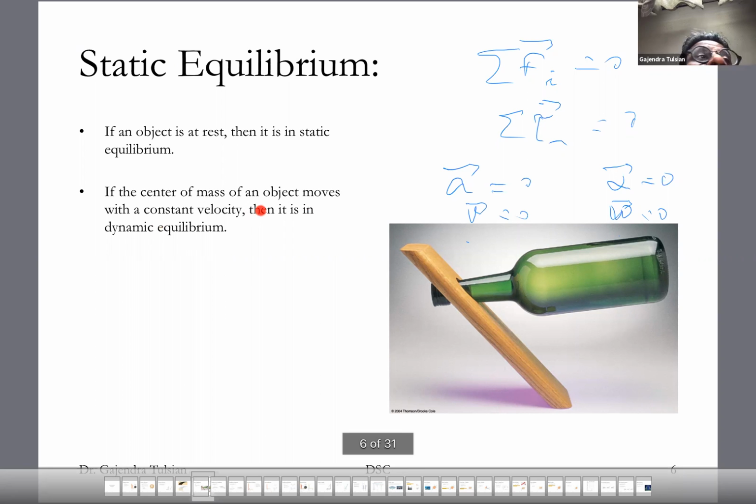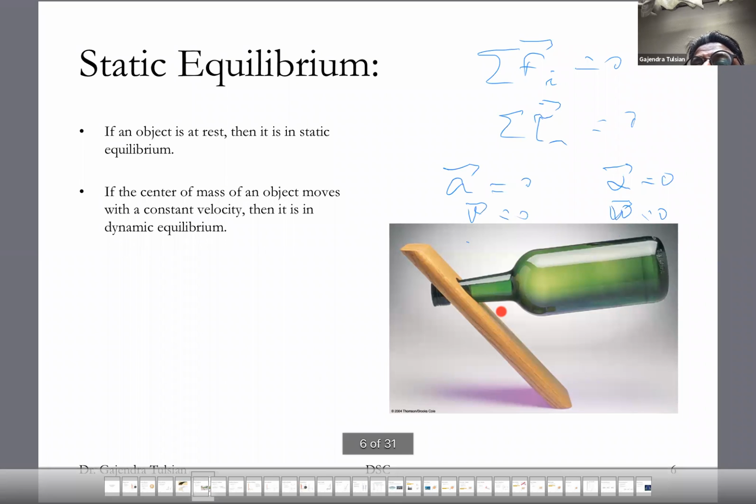Also, the center of mass can be at rest, and if the object is moving with a constant angular velocity, then that would be in dynamic equilibrium. Okay. So static equilibrium just means the object is at rest.